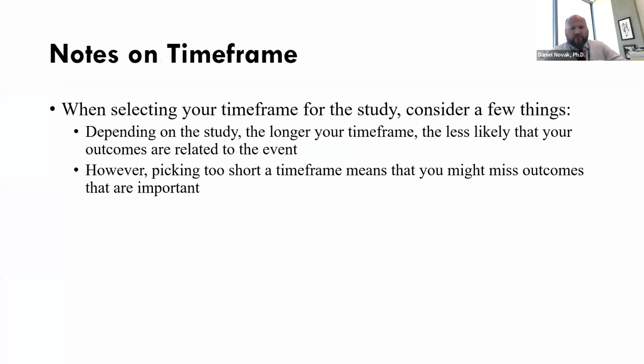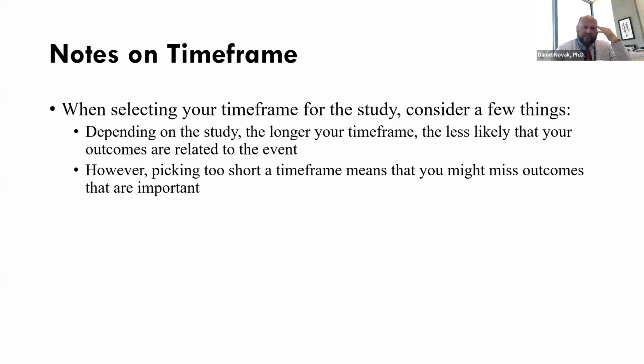We go back to the future, but when selecting your time frame for the study, you really have to think about it: the longer your time frame, the less likely that your outcomes are related to the event. Temporal relationships are really essential to factor in TriNetX, because just as people get older, they're naturally more susceptible to disease and disorders. That's just a fact of mortality of life, right? Of being immortal.